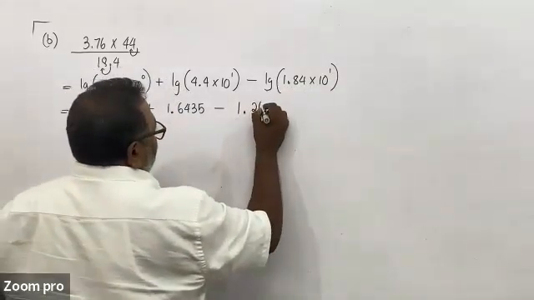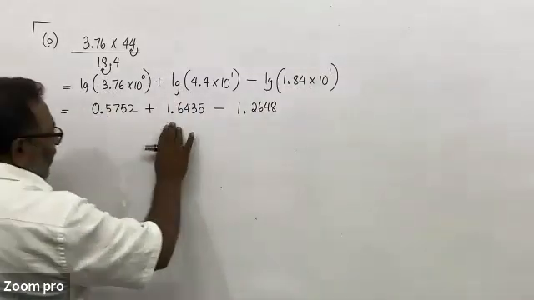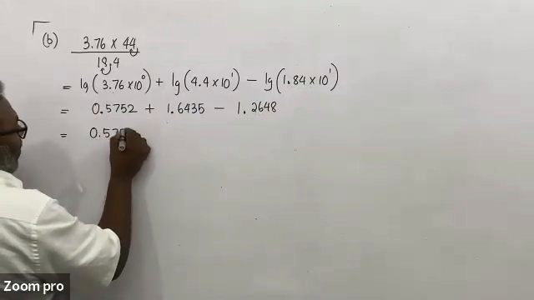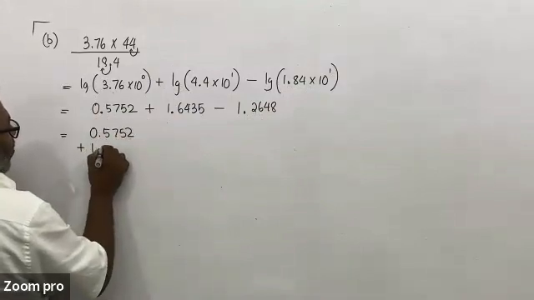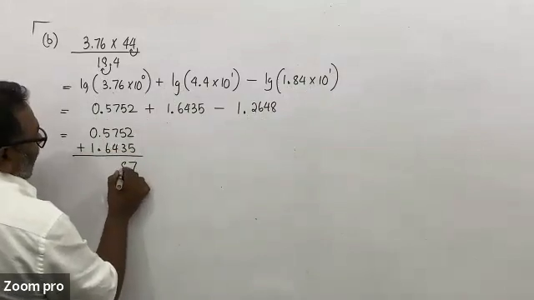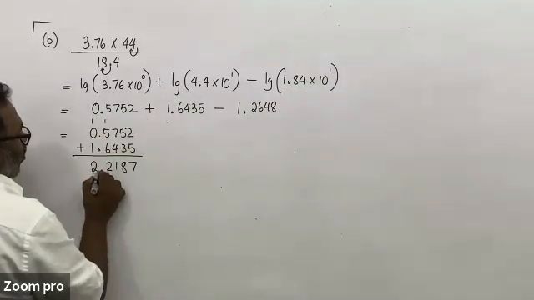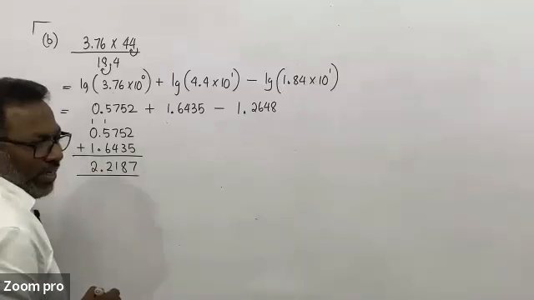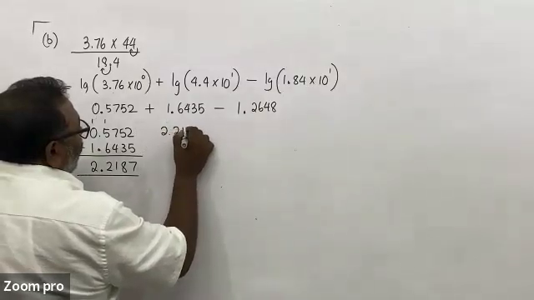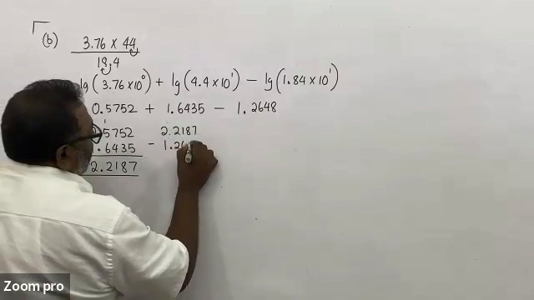So 2648. Okay. So you have to add first and subtract. So let's do that. 0.5752 plus 1.6435. 7, 8, 11, 12, 2. 2.2187. Then 2.2187 minus 1.2648.